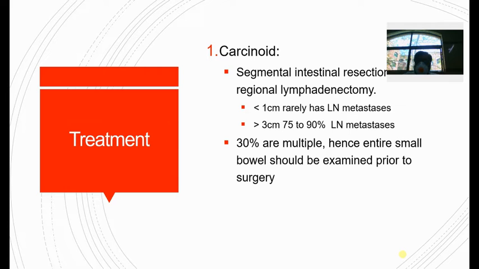Mind you that if these lesions are less than 1 centimeter in size, they have very infrequent lymph node metastasis. But if they are more than 3 centimeters in size, 75 to 90% will metastasize to the lymph nodes. And the interesting feature of carcinoid tumors is that in 30% of cases these are multiple, and hence if these are proven multiple carcinoid tumors, the entire small bowel should be examined prior to surgery, and the involved areas should be adequately resected with anastomosis.